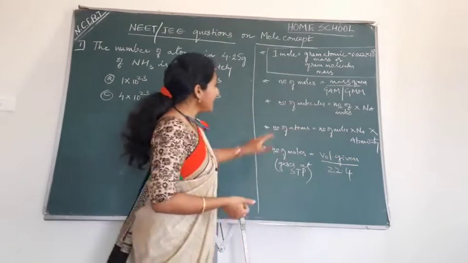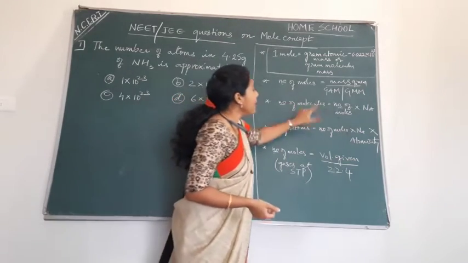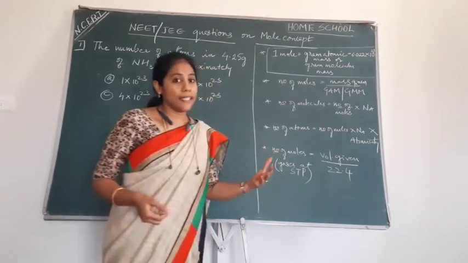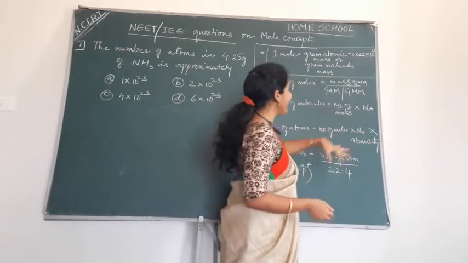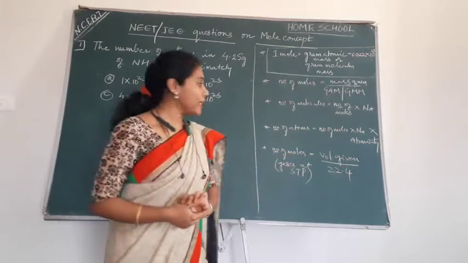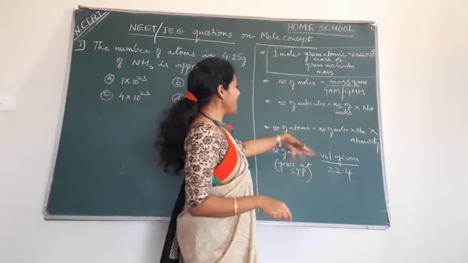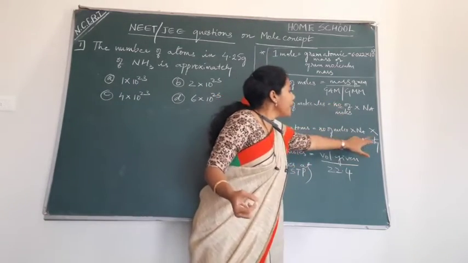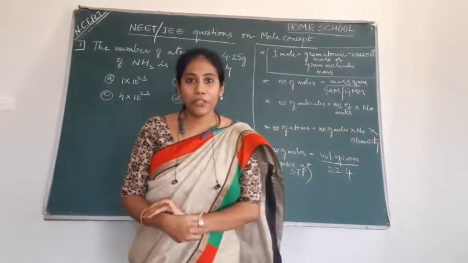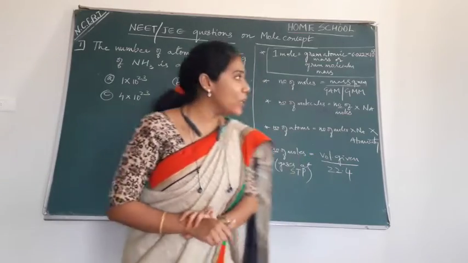The next formula is the number of molecules. It is always calculated by the formula number of moles into Avogadro number. And if they have asked the number of atoms, then it is the same formula, but you should multiply with the atomicity. So what do you mean by atomicity?